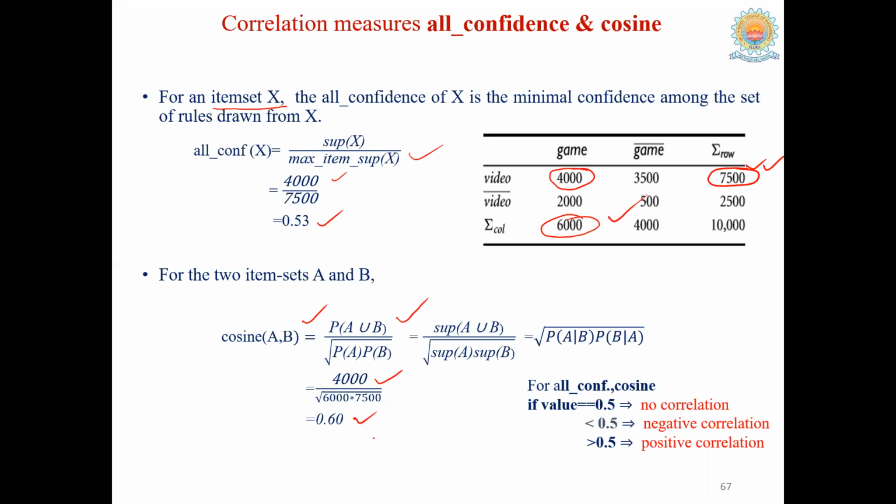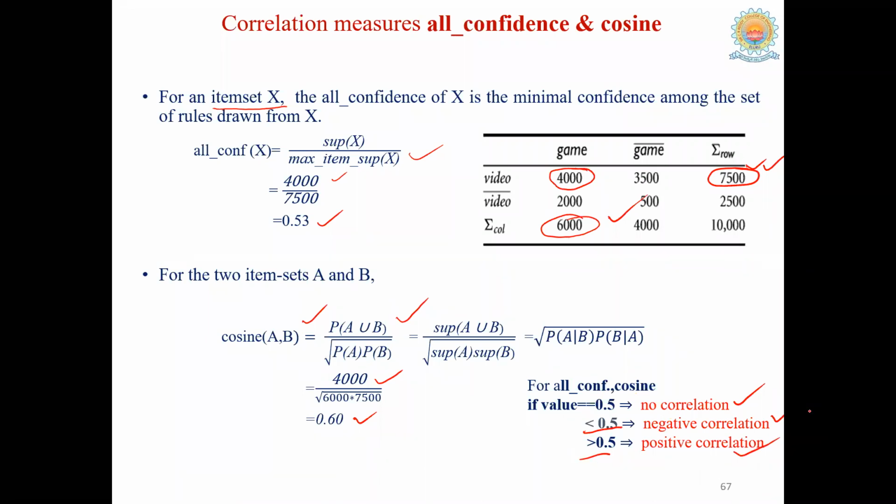So here are the observations. The conditions are the same for both the measures, all confidence and cosine. If the obtained value from the measures is equal to 0.5, then there is no correlation among the items. No correlation in the sense items are completely independent. If the value is less than 0.5, then there exists a negative correlation. If it is greater than 0.5, then there exists a positive correlation.